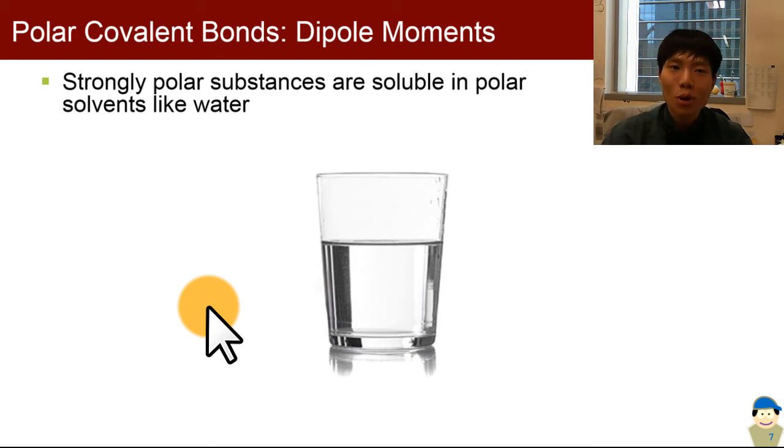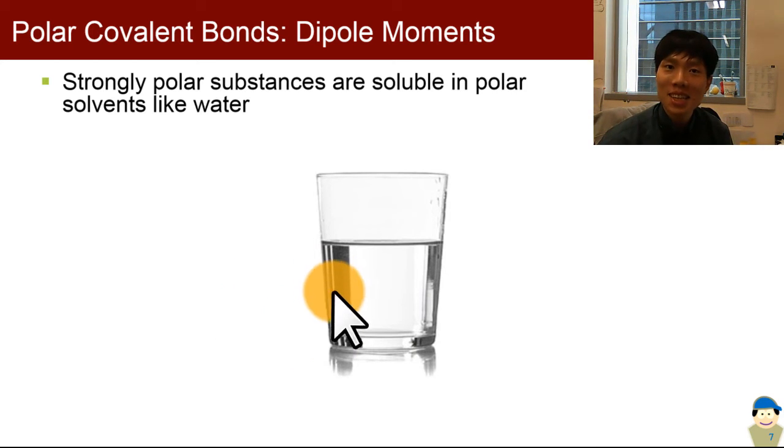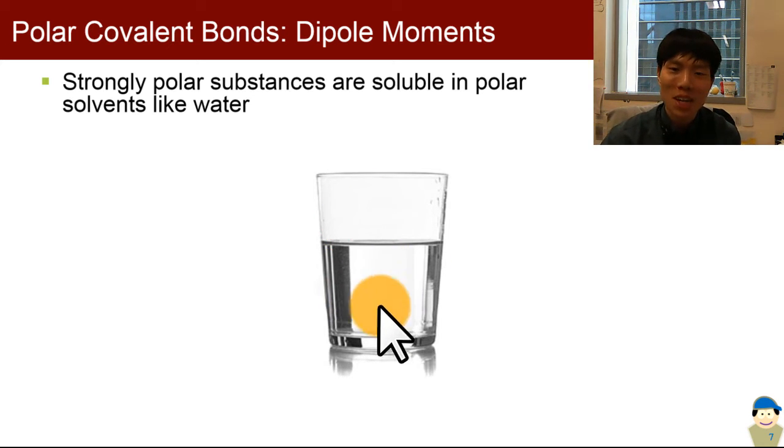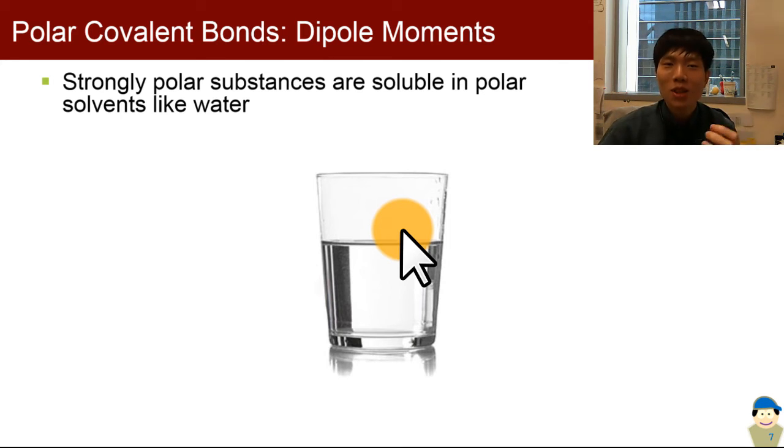Now, polar molecules and substances like to mix with polar solvents such as water. Here, I see a glass half full. You might say a glass half empty. I'm positive, so always think that way. Now, this is water. We like to mix with people who are like us. Like dissolves like. So you know that polar substances like to dissolve in and interact with polar solvents.